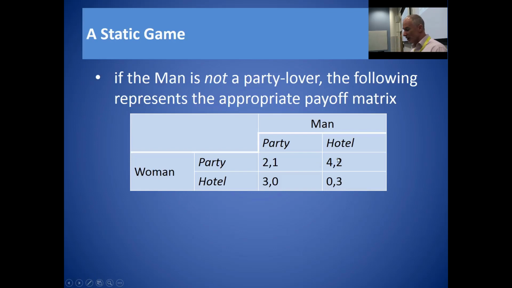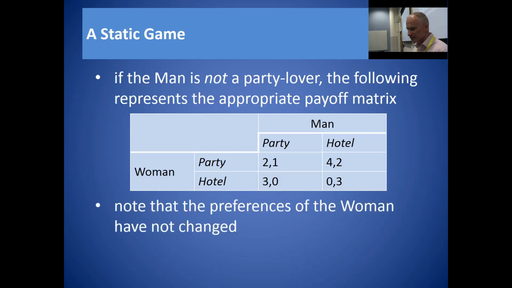His next highest payoff is where he goes to the hotel on his own. And then he gets his lowest payoff when he goes to the party on his own, and the next lowest payoff when he goes to the party with the woman. So that's the only change with this matrix, as it affects the man.